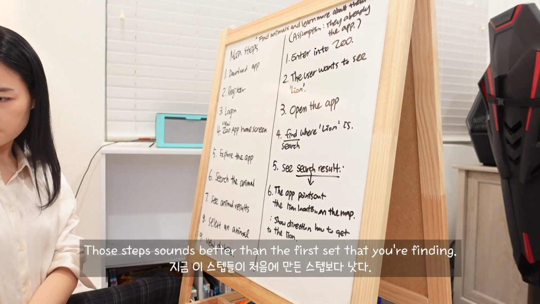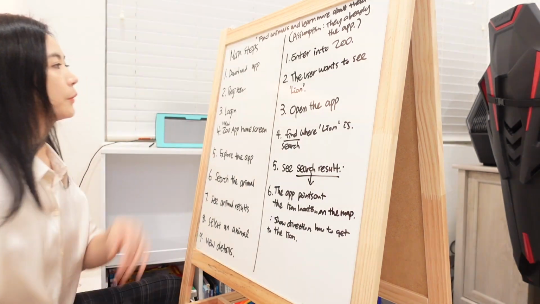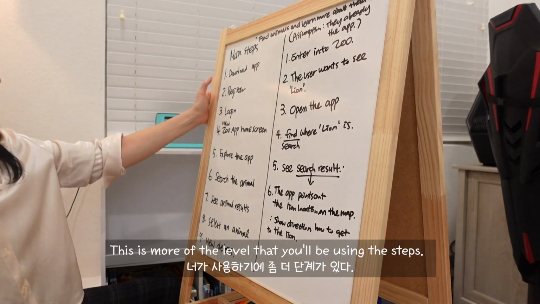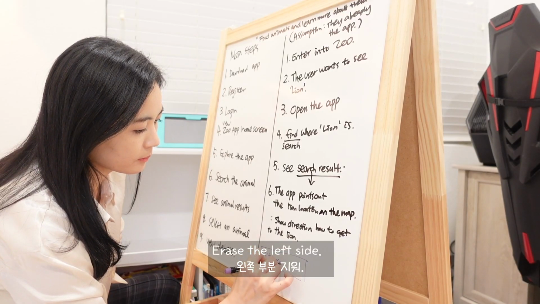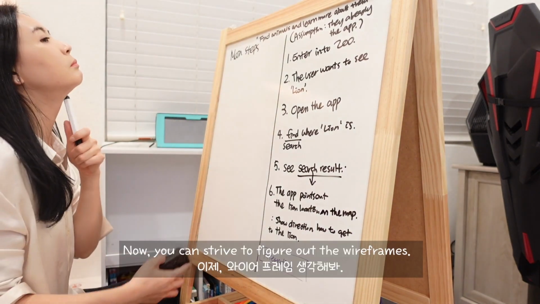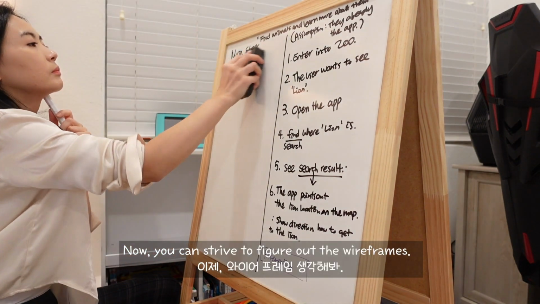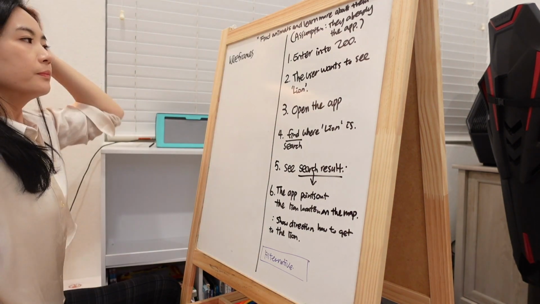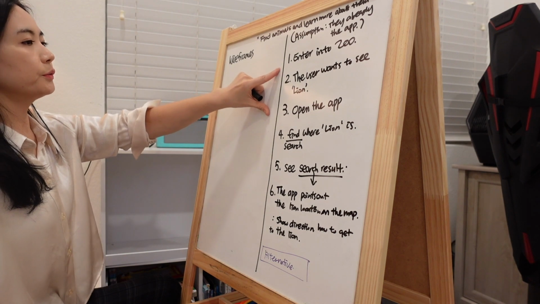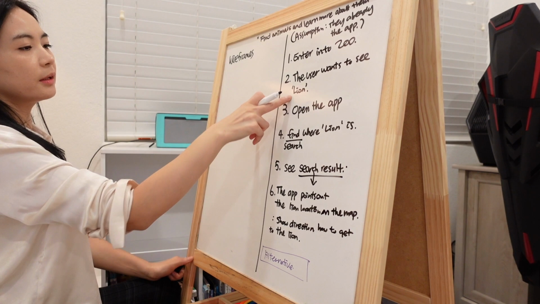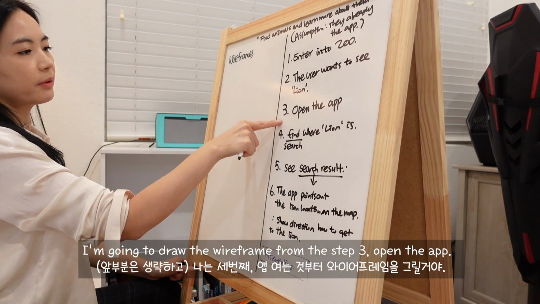Okay, those steps sound better than the first steps we were writing. Yeah, this is more on the level that you use for the steps. I think you can erase the left side. And now you can try to figure out the wireframes. So the user enters the zoo, and then the user wants to see the lion, and then I'm going to draw the wireframe from step 3.